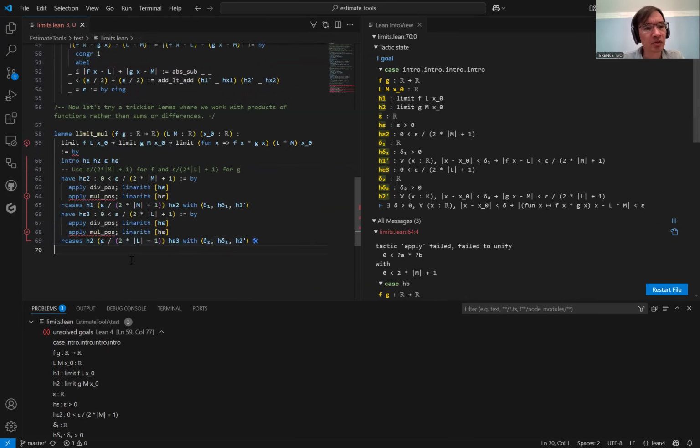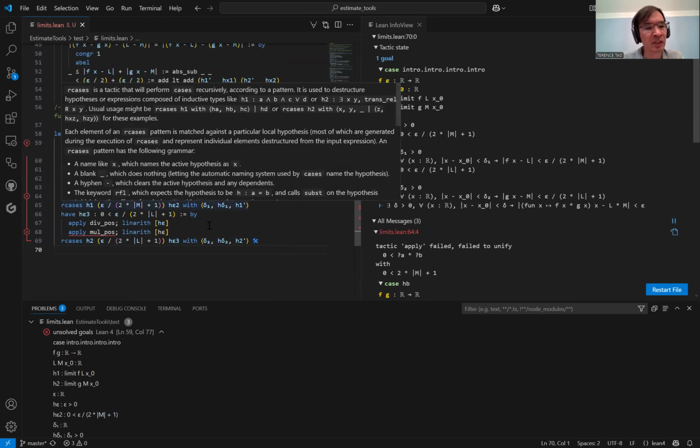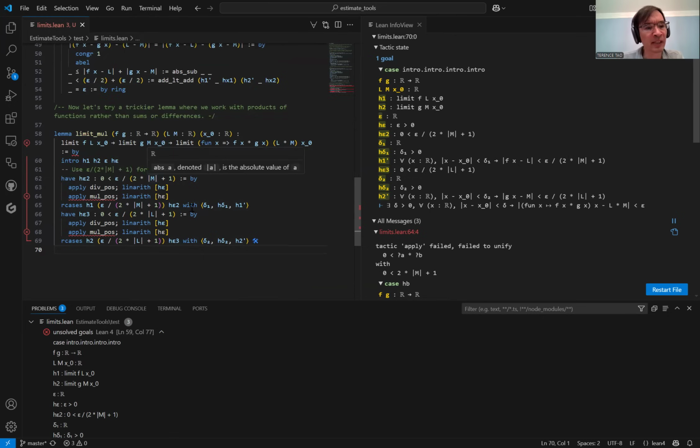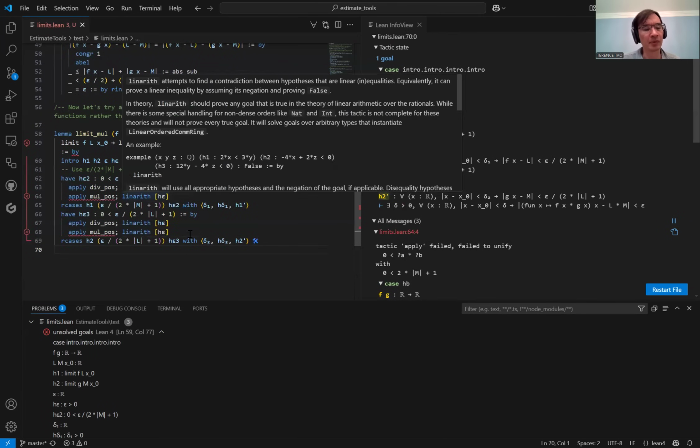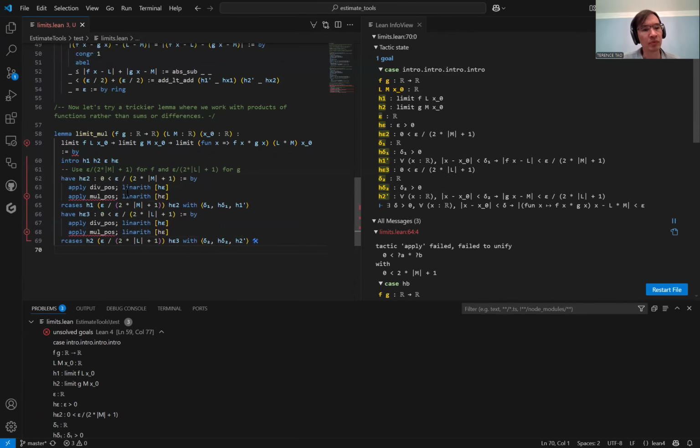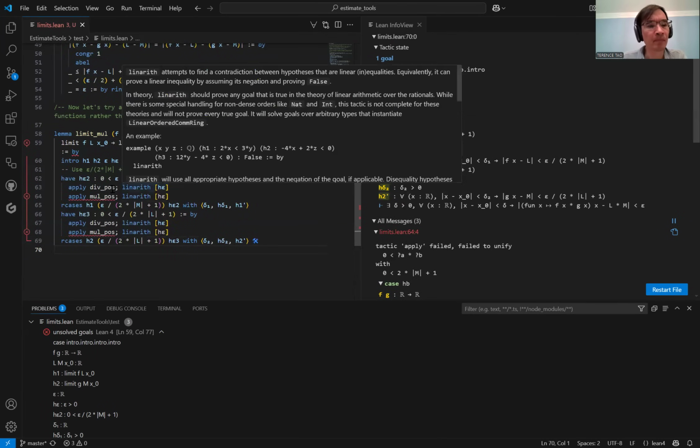Okay, it's trying something. The strategy it's shooting for is to approximate f to accuracy epsilon over 2(M plus 1), and g to L to accuracy epsilon over 2. Okay, that has a chance of working. It didn't finish the argument. All right, we'll go over this proof.